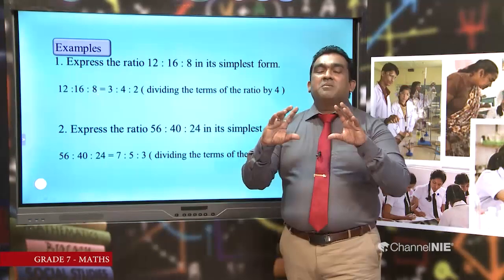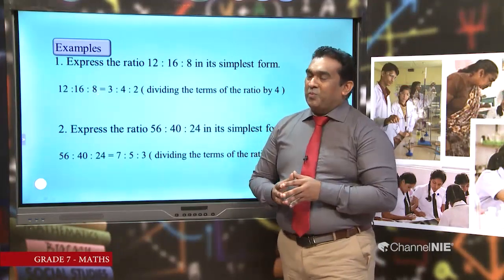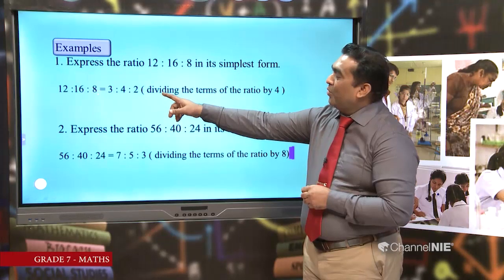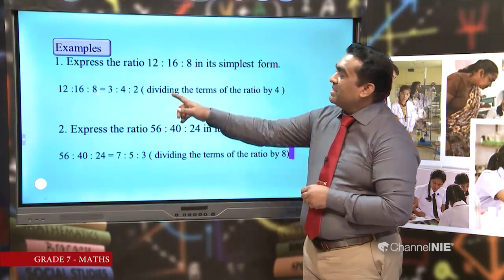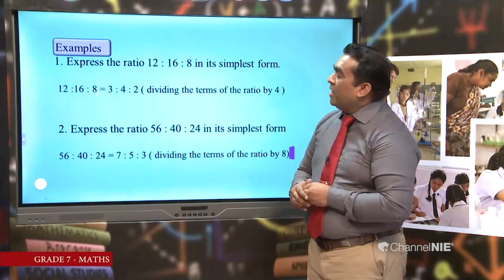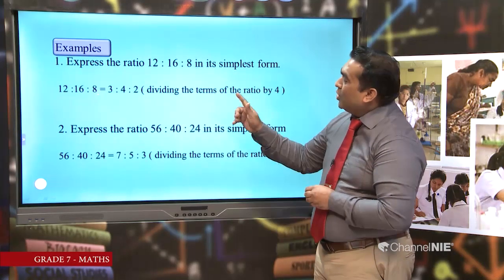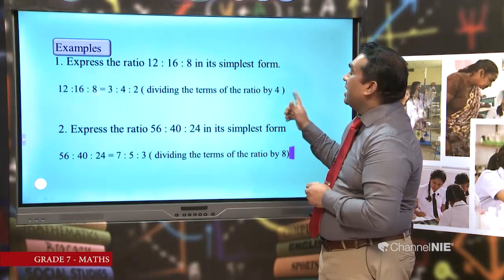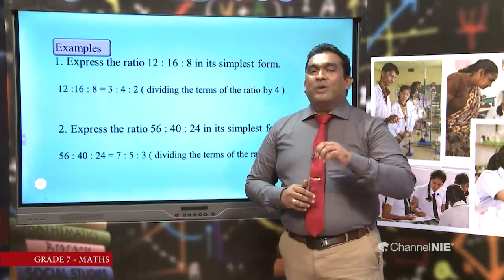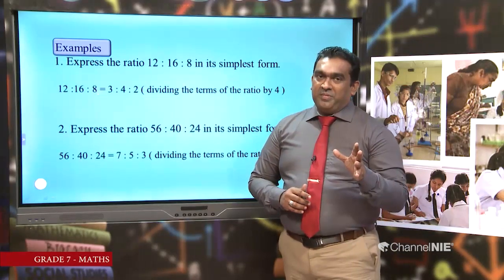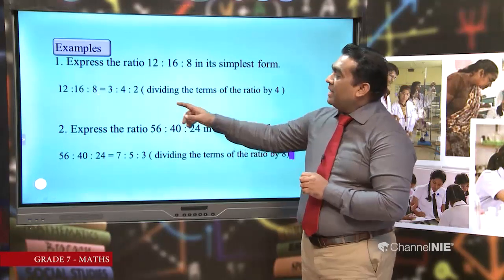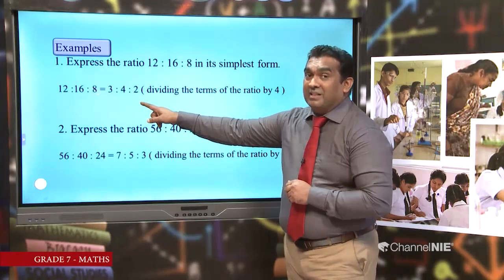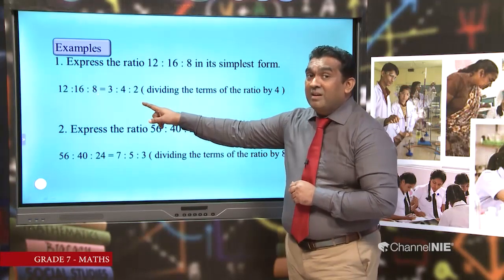Therefore, in the division process, you have to select 4. How to do it? 12 divided by 4, you have 3. 16 divided by 4, you have 4. 8 divided by 4, you have 2. Divide the terms of the ratio by 4. Now you know how to get the simplest form. Here, what is the highest common factor of these 3 numbers? The highest common factor is 1.